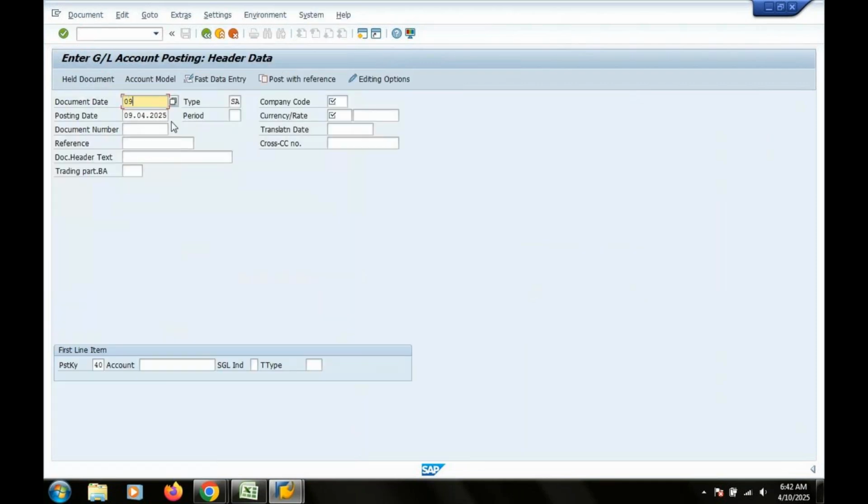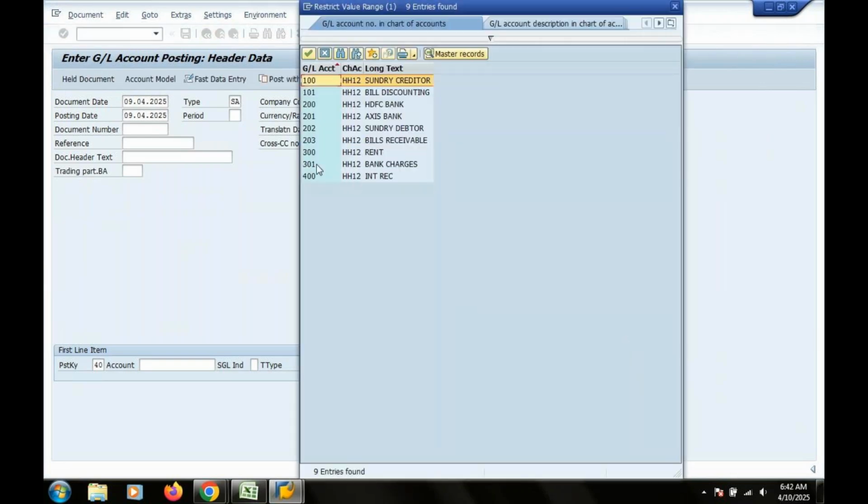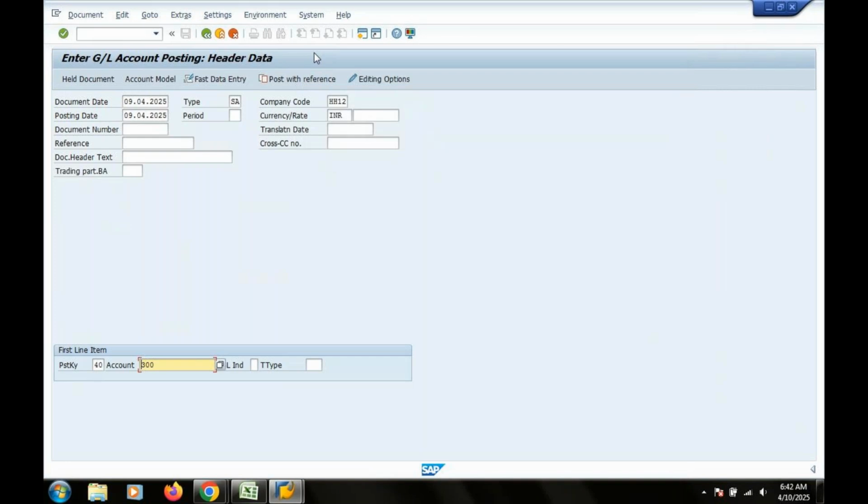So for example, today's date I'm taking. The company code as a reference, I'm taking HH1B. Currency is INR. So here 40 is indicating debit, and you can choose the rent account from the drop-down box. In our company code, these are all the GLs I showed you before, and here they are available. Let's take the rent account. Now press the enter button.